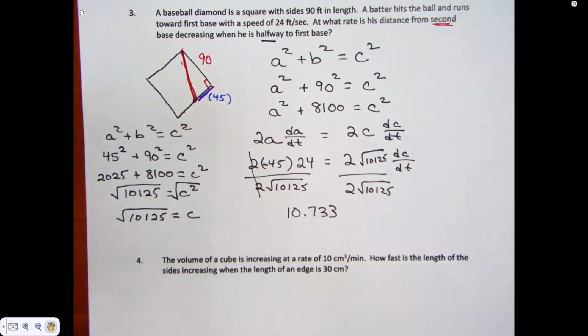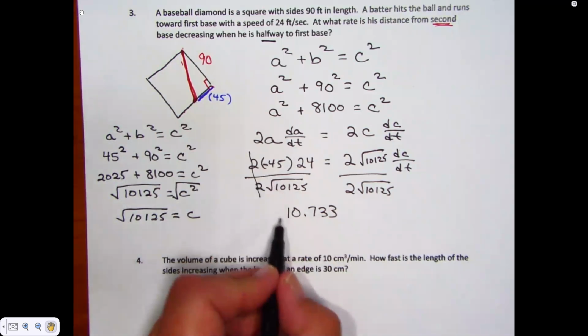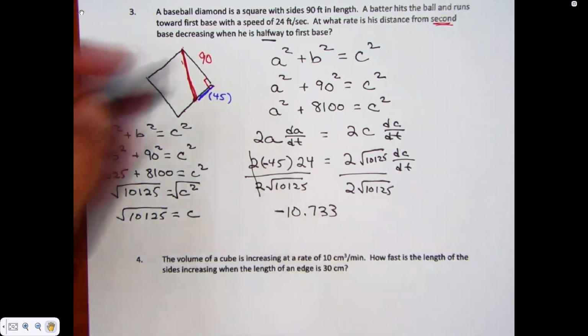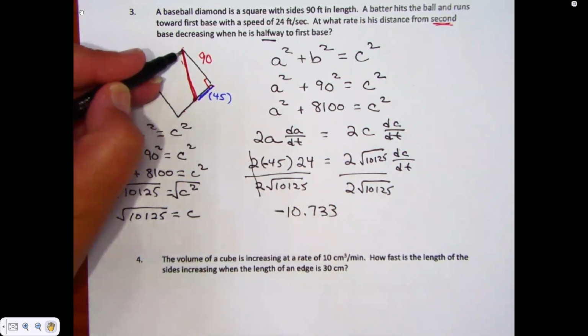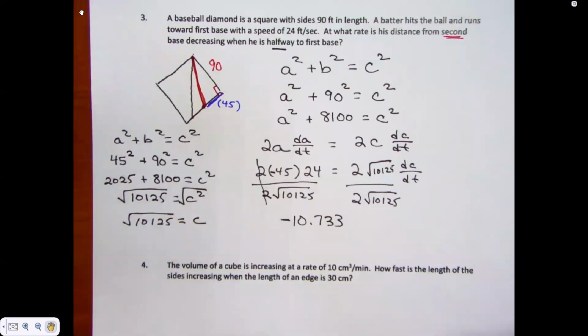And actually it should be negative, right? Now, does that make sense too? Would this distance be decreasing? Do you see how that distance would be decreasing? Because here it would be that longer and he's running, so that distance is shortening up as well. But we're just talking about the rate. What was I going to do? 45 times 24, and then divided by the square root. Okay.